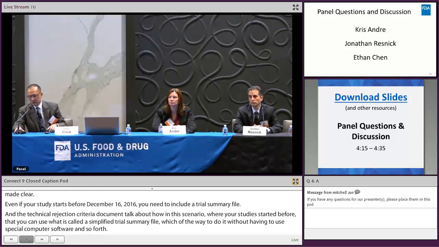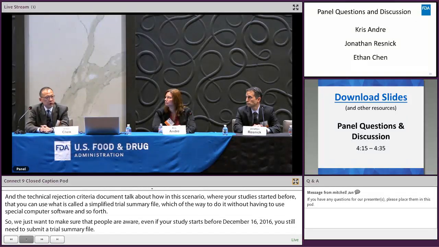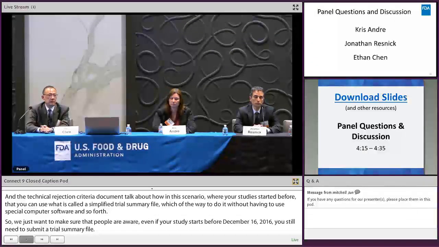And sorry, again, not only the trial summary file, you also must include the STF file as well, and the STF file must be tagged properly. That's an existing eCTD standard requirement anyway.